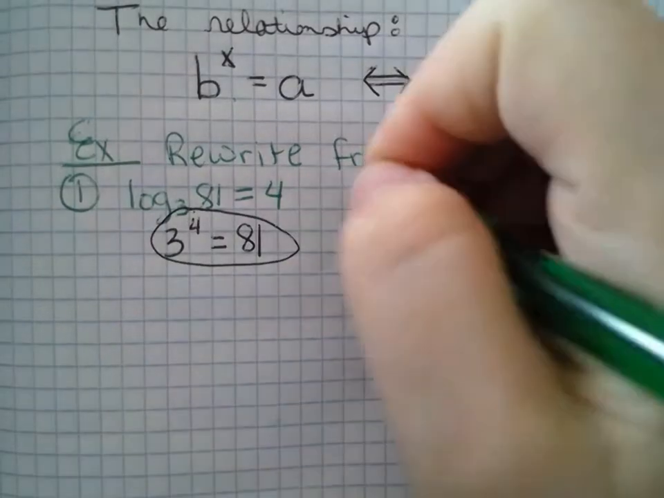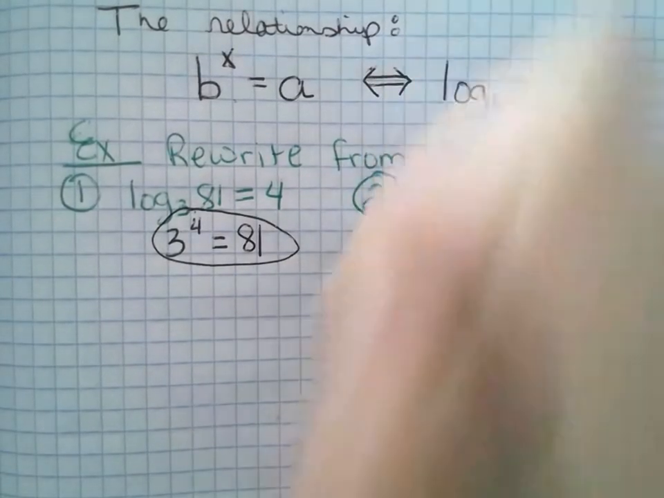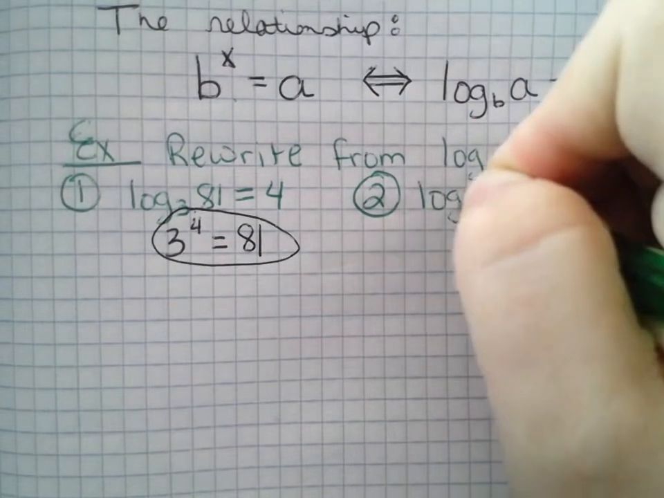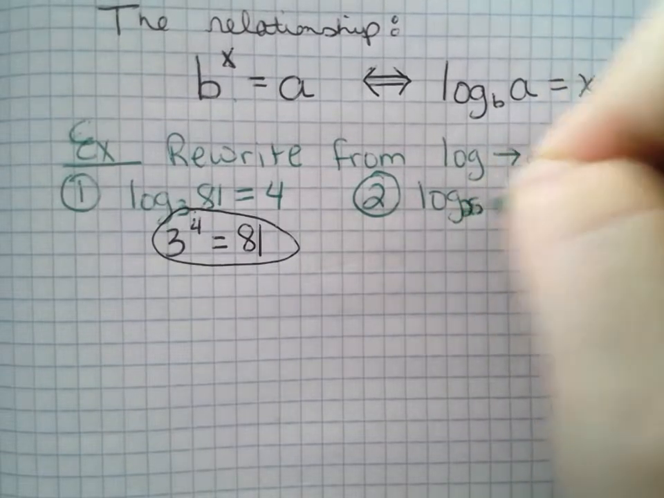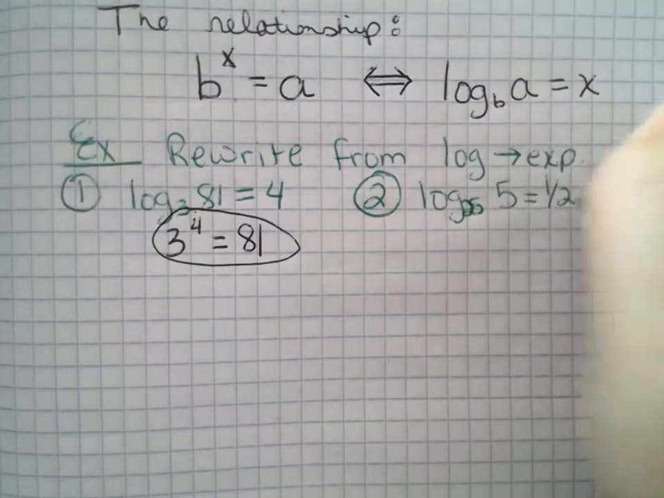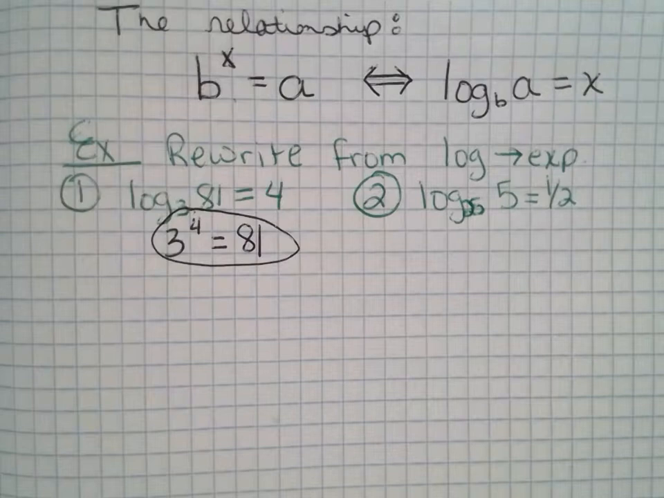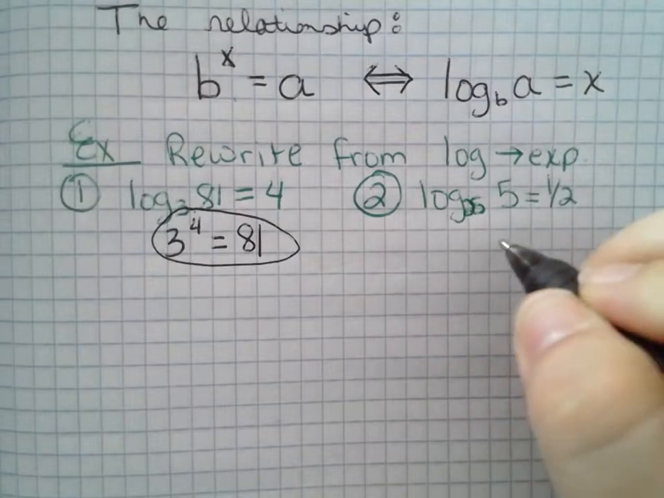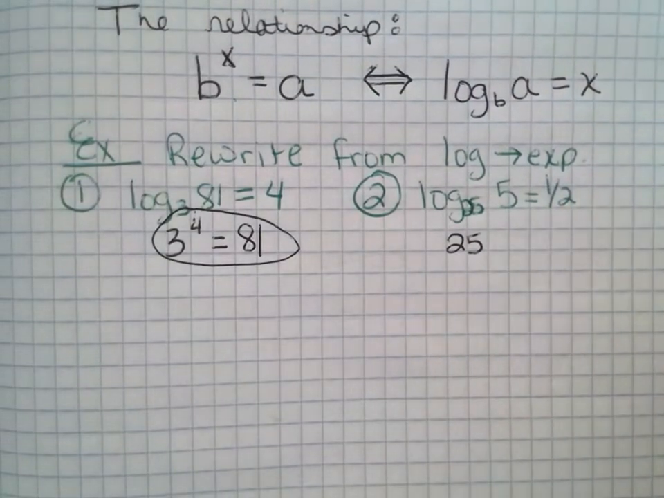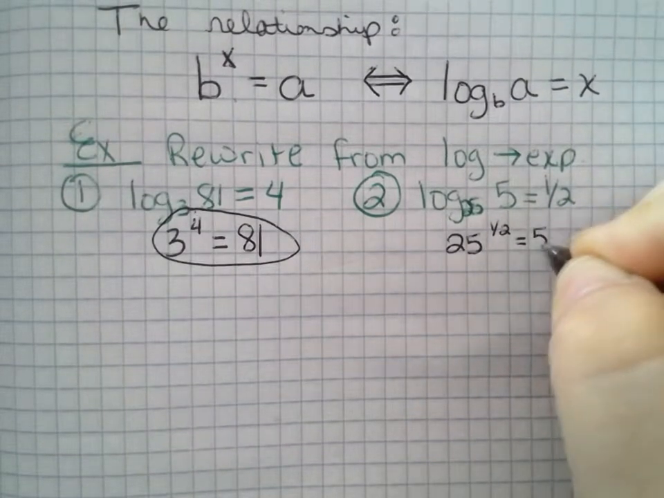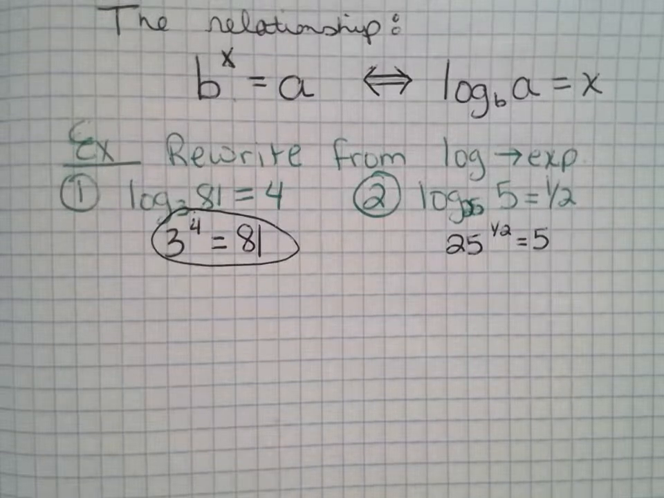Okay, so number 2. Log base 25, sorry, log base 25 of 5 equals 1/2. Log base 25 of 5 equals 1/2. So what would my base be? 25. What would my exponent be? 1/2. And what does that equal? 5. Okay, y'all typically freak out with rational exponents, meaning fraction exponents.